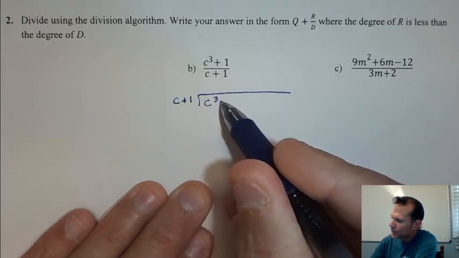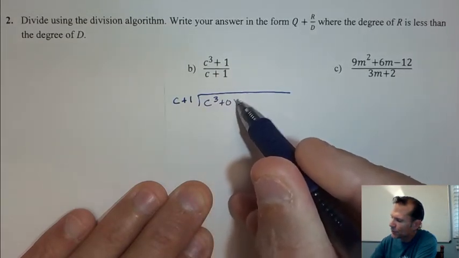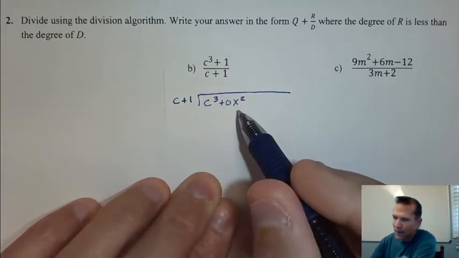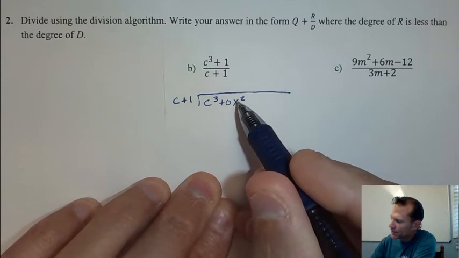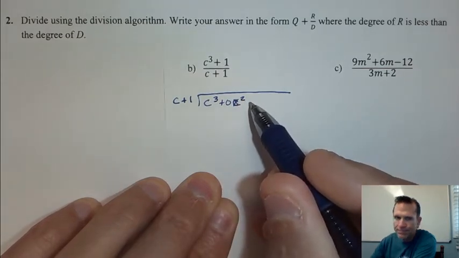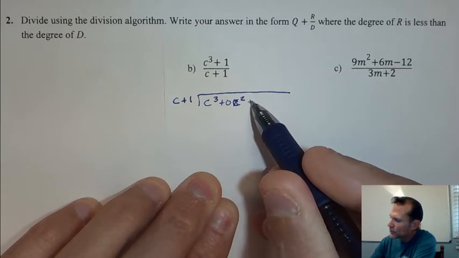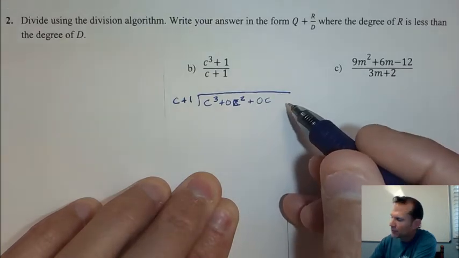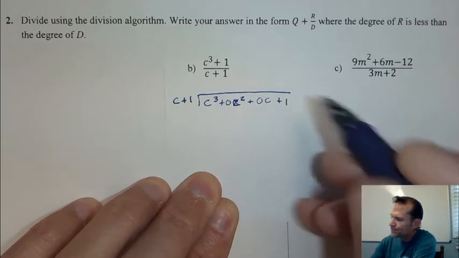Remember to put your placeholders in for terms that don't have a power, and you should probably use the same variable, so make sure you use a c here. Plus 0c and then plus 1. Okay.